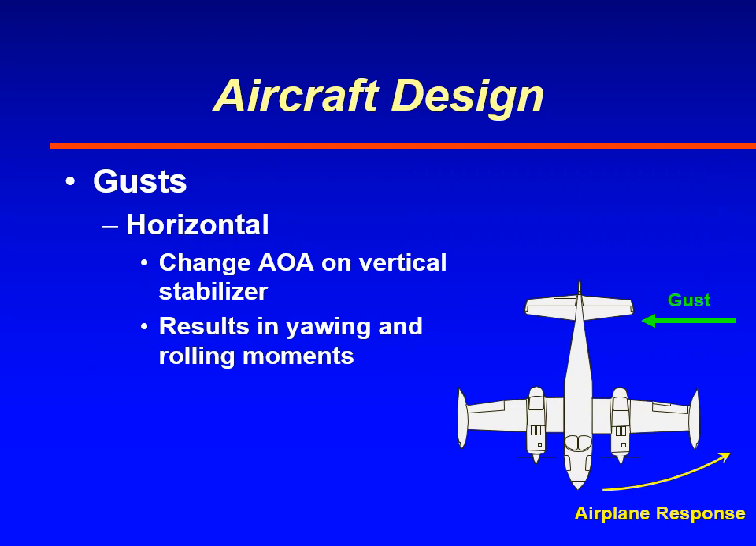Also, you can have gusts in the horizontal. We've been talking mostly about vertical, but a horizontal gust will change your angle of attack on the vertical stabilizer, and that will result in yawing motions. In larger airplanes, they have yaw dampers which suppress that.